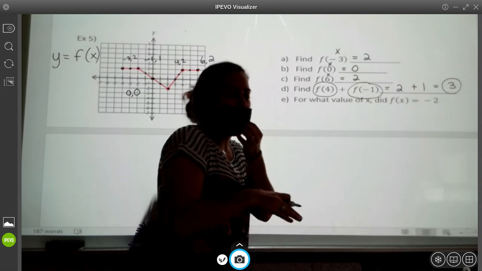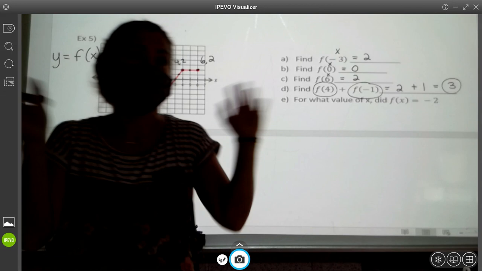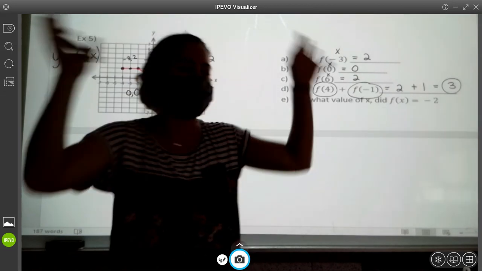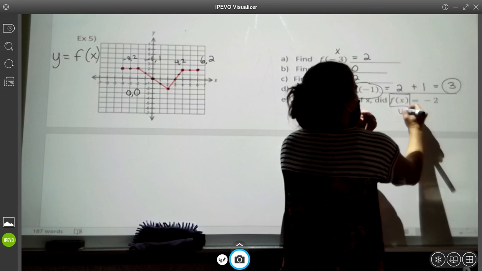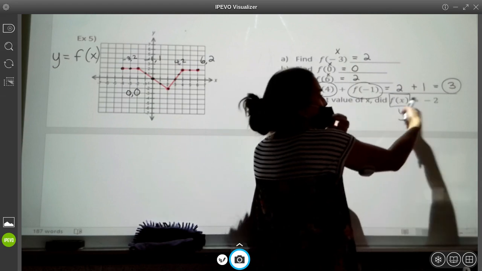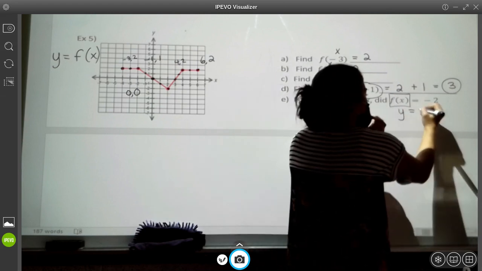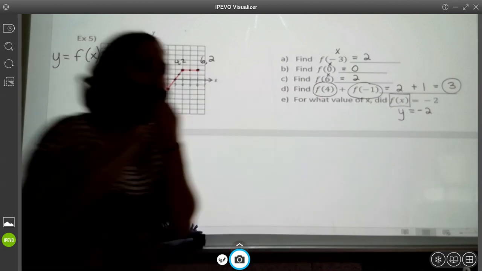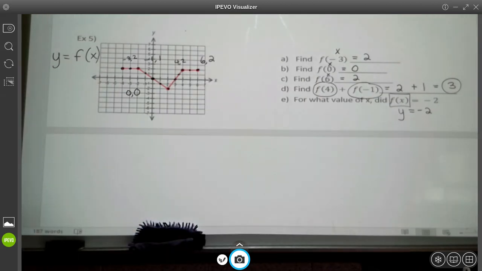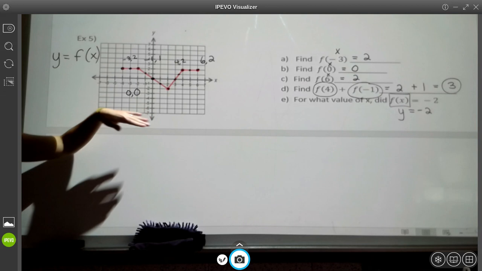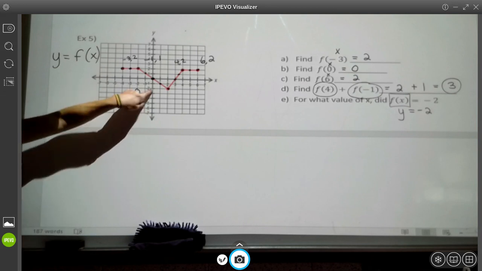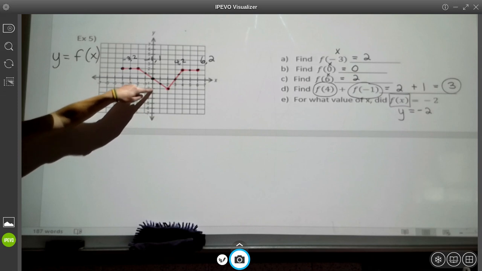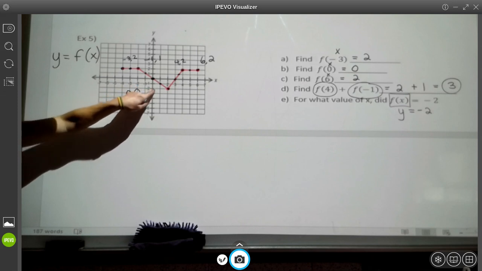Well, I warned you guys yesterday, if you're not a fan of all of this f of x, this fancy function stuff, just remember at the end of the day, f of x represents y. So if they want f of x to equal -2, they're basically asking you for y to equal -2. So now go to your graph and find a y-coordinate of -2. Y is equal to -2 right there. So find me a point that has a y-coordinate of -2.